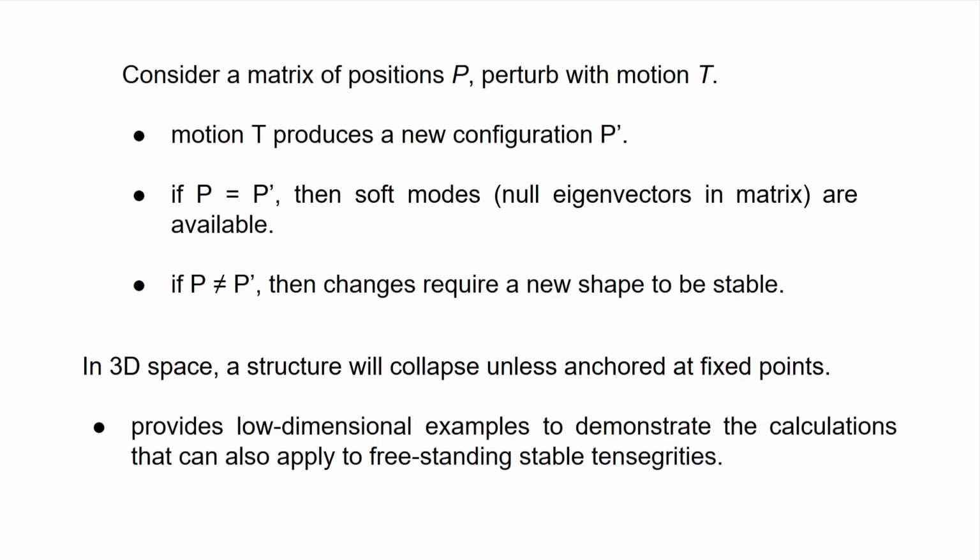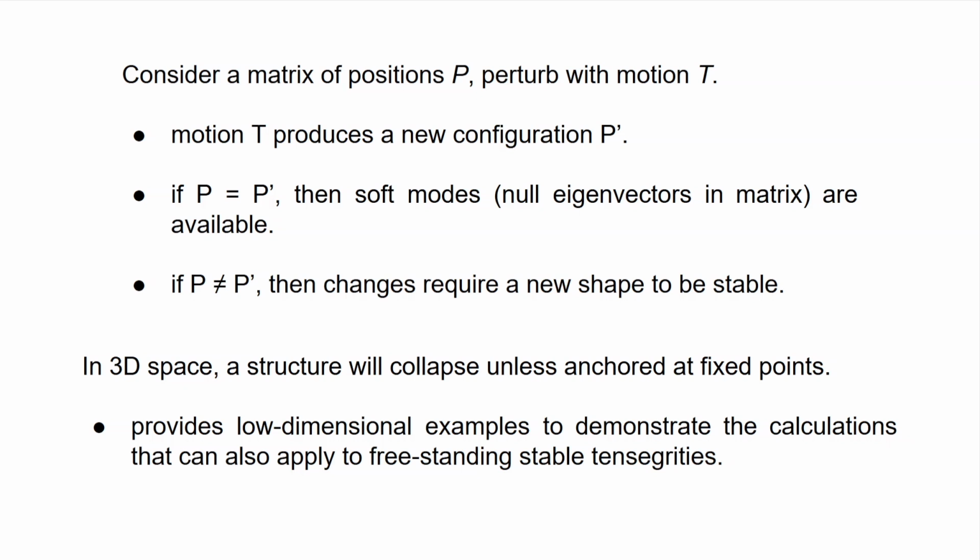If that equality holds, then we have these soft modes, and the soft modes relate to null eigenvectors in the matrix. So we're going to be taking eigenvectors from this matrix, and we're going to be evaluating them. I'll show you a graphic of this, but if you take different slices out of this matrix, you can characterize those using eigenvectors.